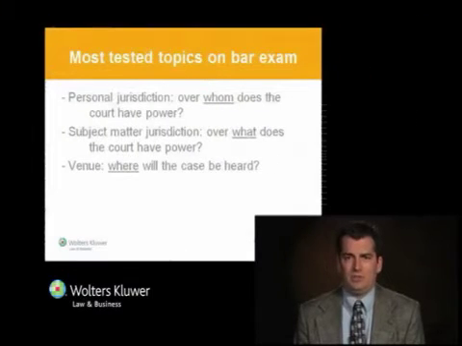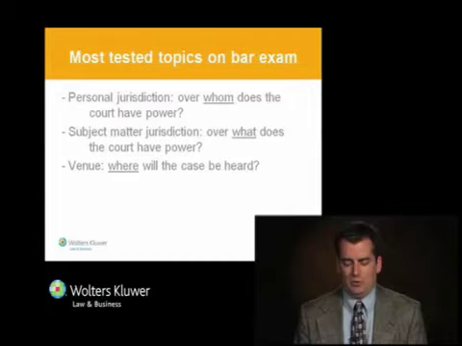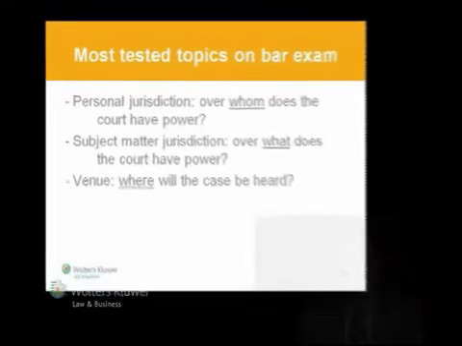We begin with the subjects that are by far the most tested topics on the California bar exam: jurisdiction and venue. It will be tremendously important for us to understand and discuss separately three distinct topics: personal jurisdiction, subject matter jurisdiction, and venue. Each of these issues relates to the question of whether the plaintiff has chosen the proper court in which to file his action.